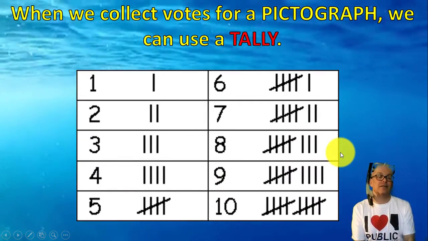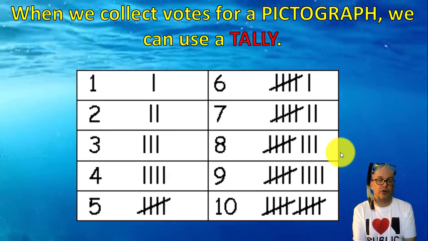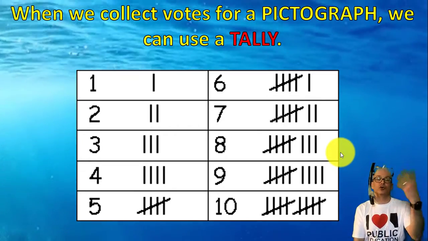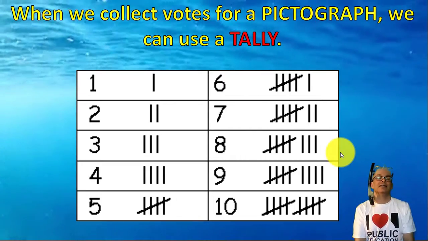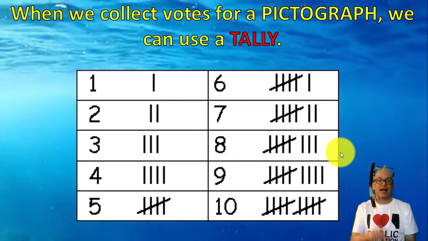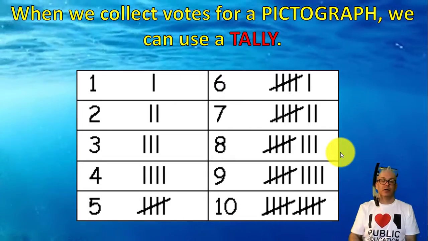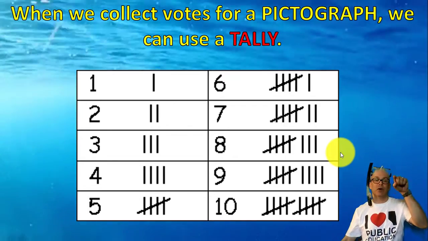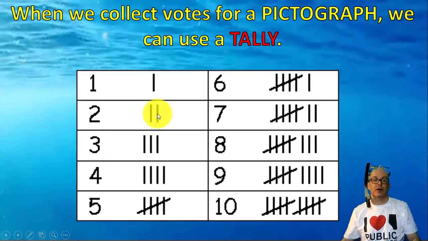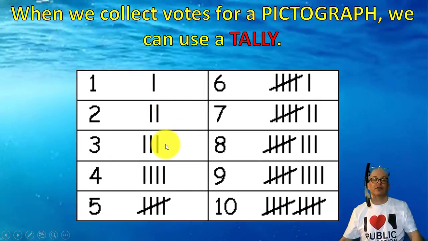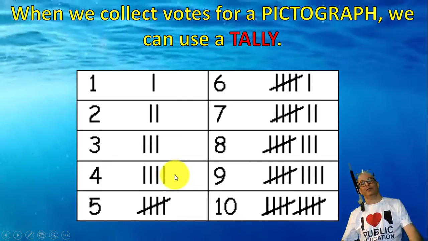When we collect votes for a pictograph, votes are choices, right? When we collect them, we can use a tally. A tally are these little marks. Right? So 1 tick mark is for 1. 2 tick marks is for 2. 3 tick marks is for 3. 4 tick marks is for 4.